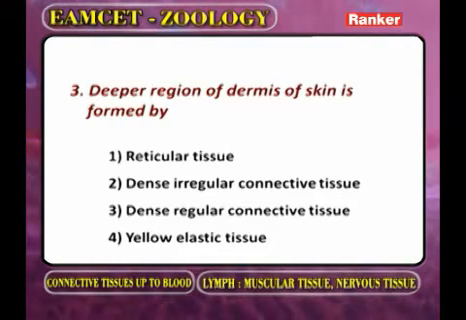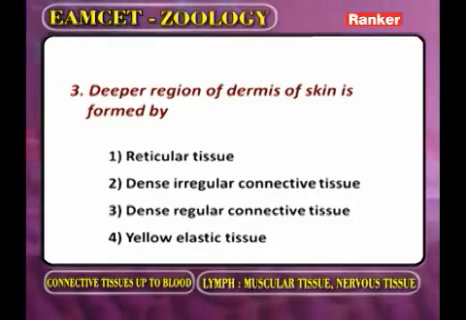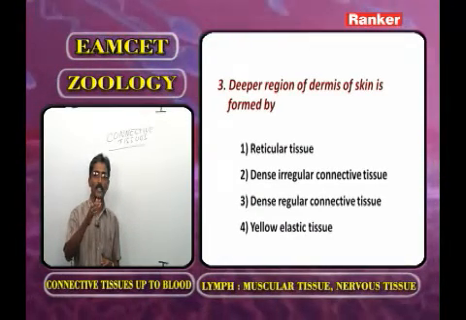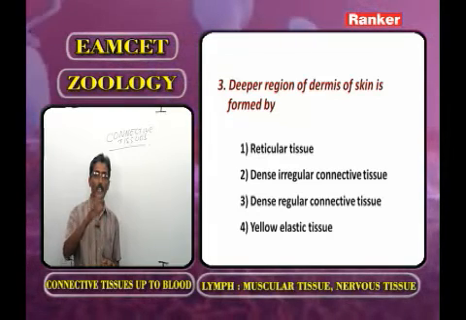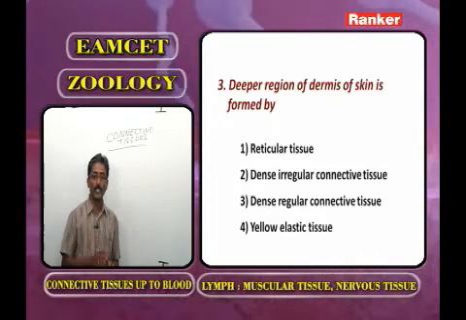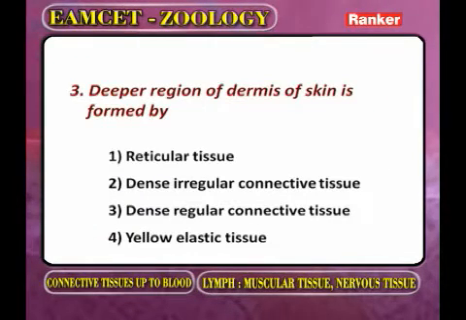Deeper regions of dermis of skin is formed by. Now I am giving some few hints regarding this question. Repeating the question once again: deeper regions of dermis of skin is formed by. As we observe the skin of the animals, the skin is broadly classified into epidermis and dermis. In the epidermis, two layers are present. In the dermis, two layers are present. Now regarding this question, the deeper regions of dermis of skin is formed by.